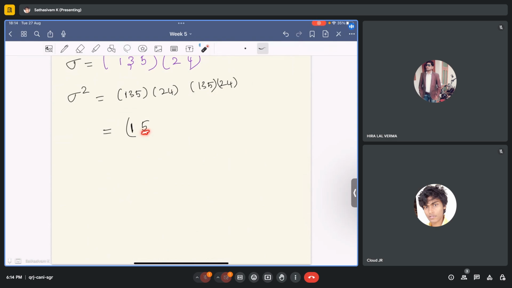Again, now we look at 5. This permutation does not change 5. This maps 5 to 1. And here this goes 1 to 3. So 5 goes to 3.